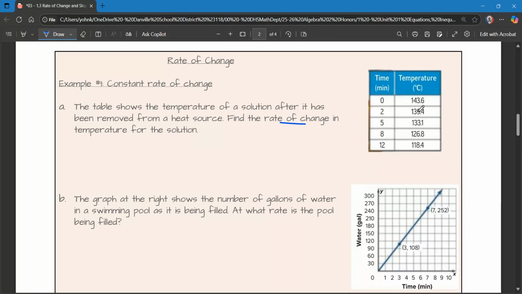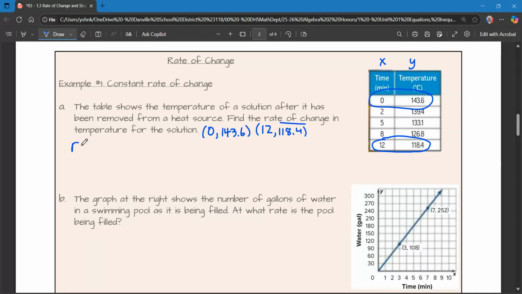So what you're going to do is you're going to choose two sets of numbers in the table. I'm going to choose the easiest ones. I'm going to choose the top one because one of the numbers is 0, and I'm going to choose the bottom one. But it really doesn't matter which two you choose. Whichever ones you choose, we're going to write ordered pairs for them. So the first ordered pair is 0, 143.6. The second one is 12, 118.4. Whenever you have a table that looks like this, the x is always on the left, the y is always on the right. Ordered pairs go x, y.